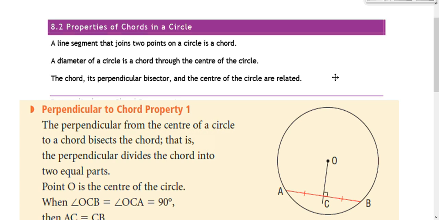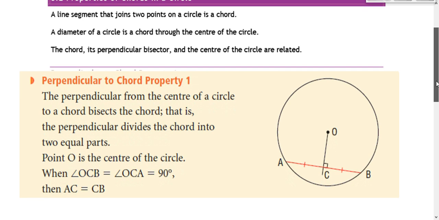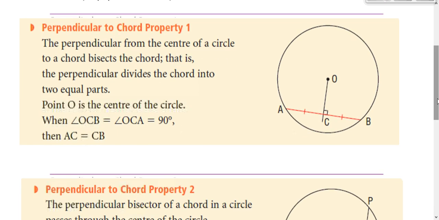And the chord and its perpendicular bisector and the center of the circle are all related. So we have 3 properties here. The first one is the perpendicular from the center of a circle to a chord bisects the chord. That is, the perpendicular divides the chord into 2 equal parts. So what that says is that this line right here is perpendicular to this chord here.